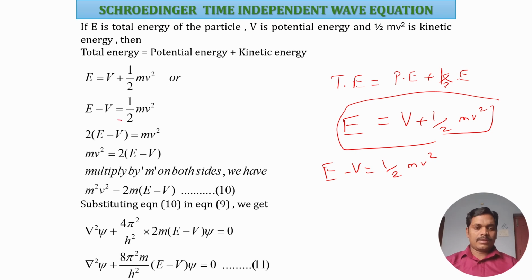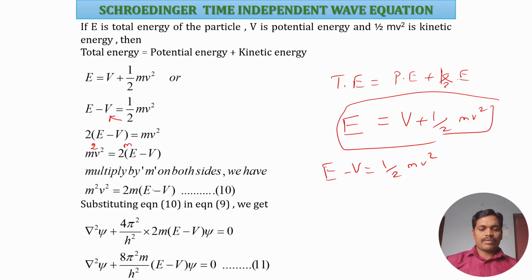And similar to the de Broglie wavelength concept, you have to cross multiply here so that you have 2 into E minus V equal to mv square. Again, for the sake of simplification, multiply by m on both the sides so that you have m square v square. If you multiply by m, you have m square here and you have m here. That's what we get. m square v square is equal to 2m into E minus V.